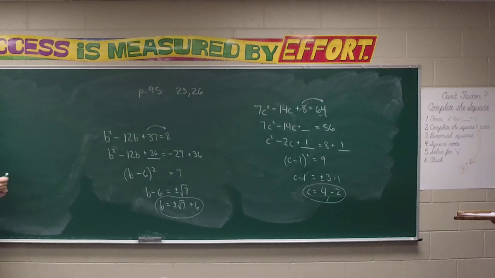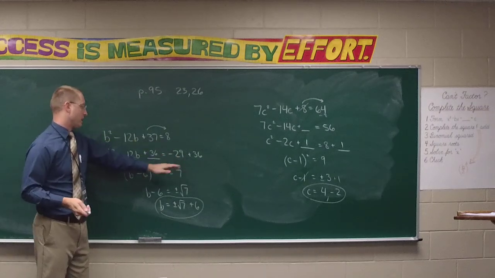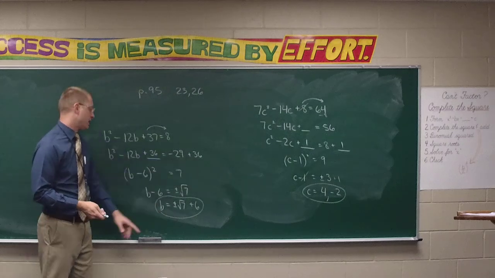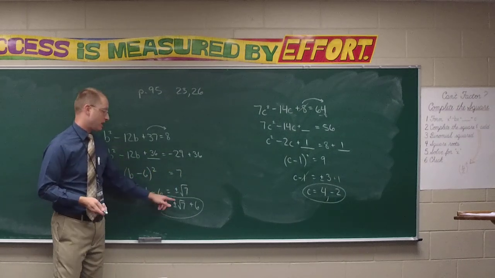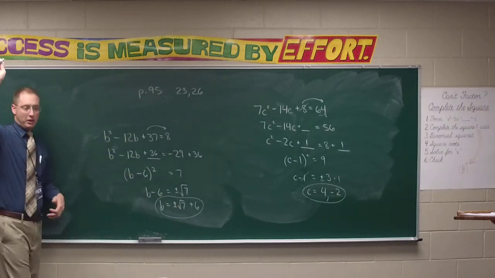For sake of time, pencils down, look up this way. Move 37 over as a negative to get negative 29. Half of 6, squared, is 36. Add to both sides. That gives us b minus 6 squared equals 7. Take the square root of both sides: b minus 6 equals plus or minus the square root of 7. Move the 6 over as a positive. You're done. How many got that for number 23?